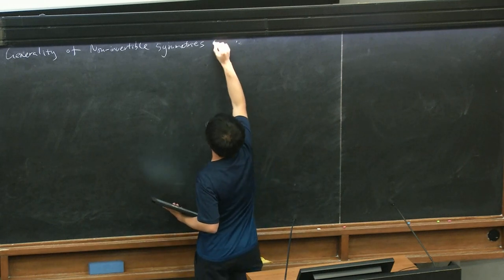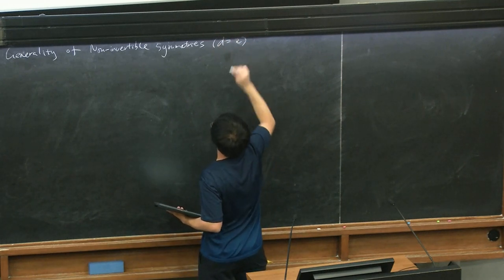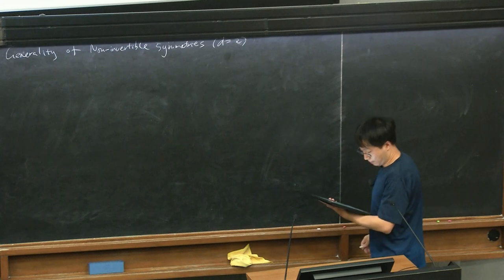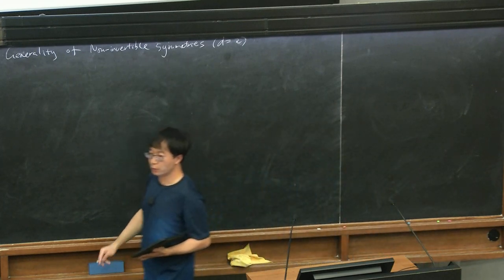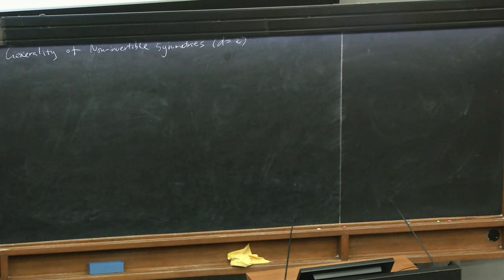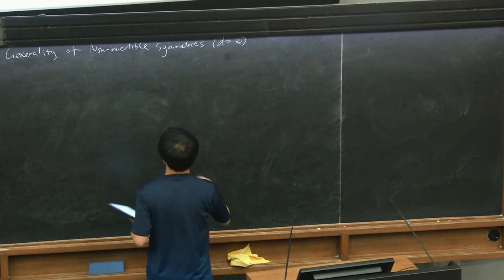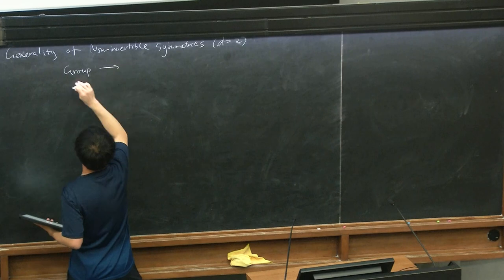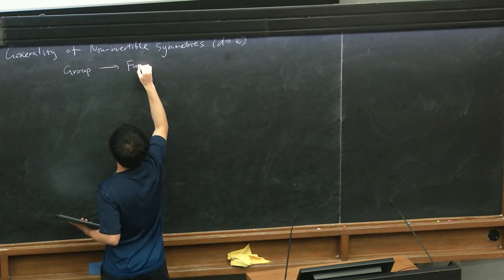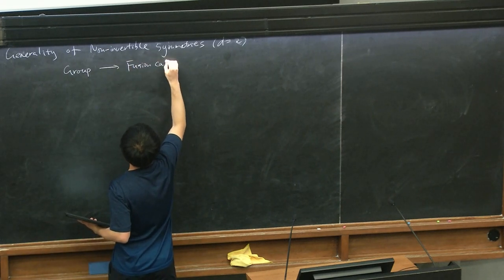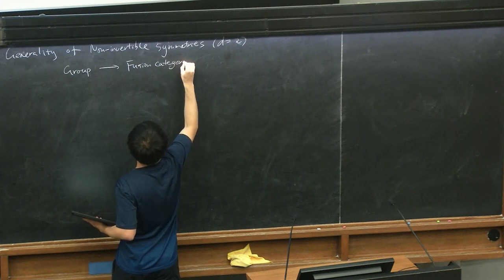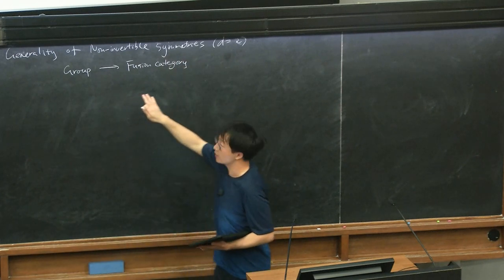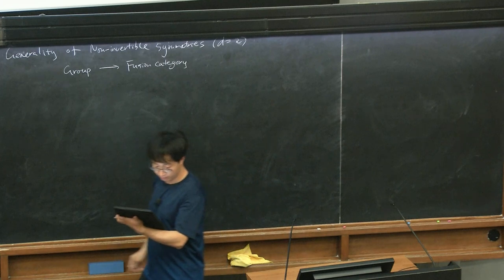Okay, and once again, I'll be focusing on dimension 2. And as I've alluded to before, we'll see the mathematical structure here generalize the groups to what's known as the fusion category. And we'll unpack the ingredients that go into this definition step by step.